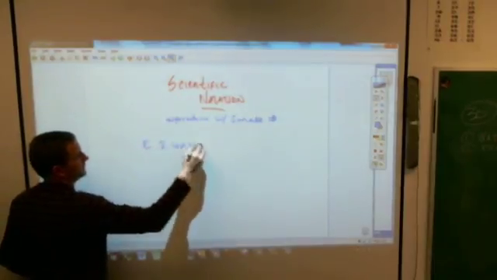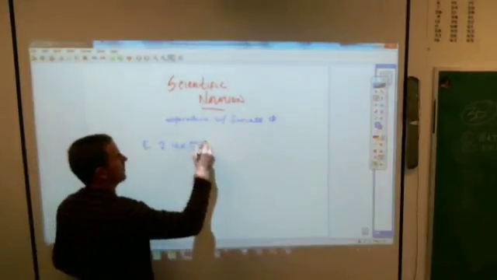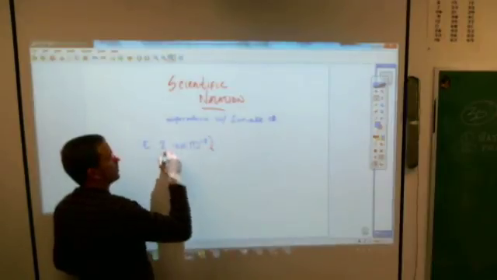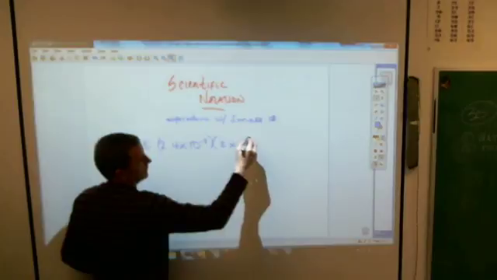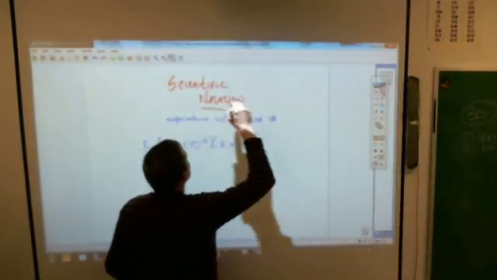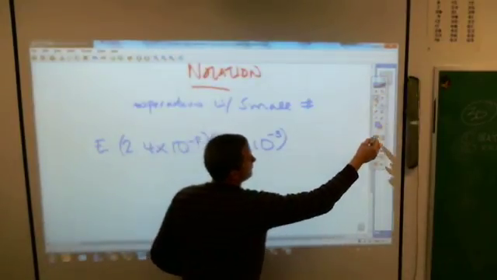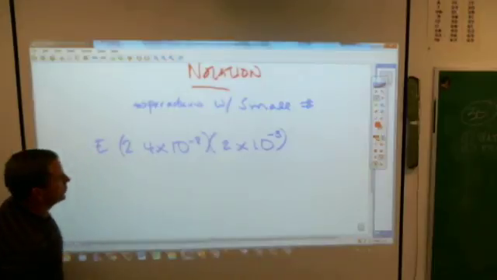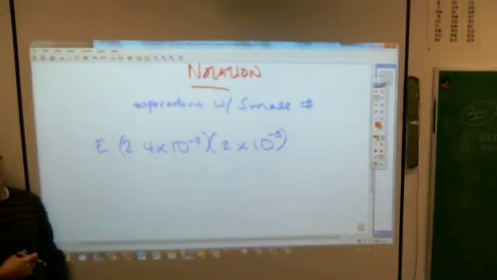2.4 times 10 to the negative 8th power, and I am multiplying that by 2 times 10 to the negative 3rd power. Who thinks we should make this a little larger for everybody involved? If you remember, turn the Wayback Machine way back. How do you multiply numbers in scientific notation together?